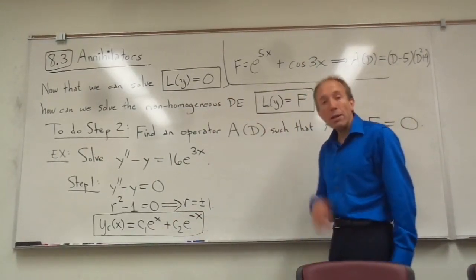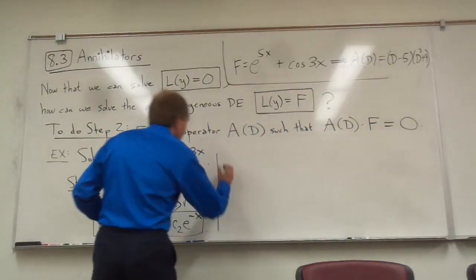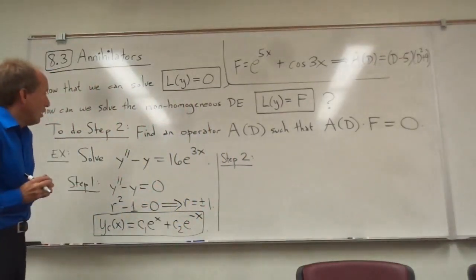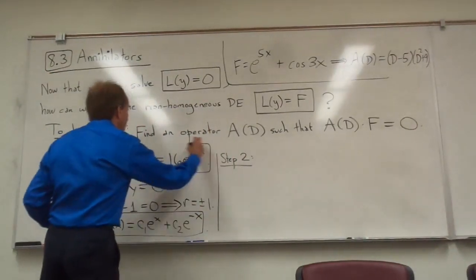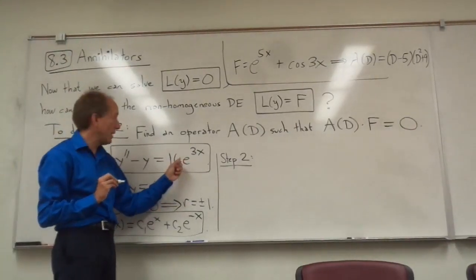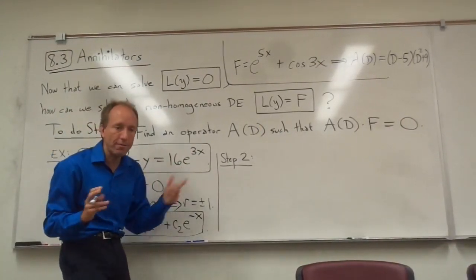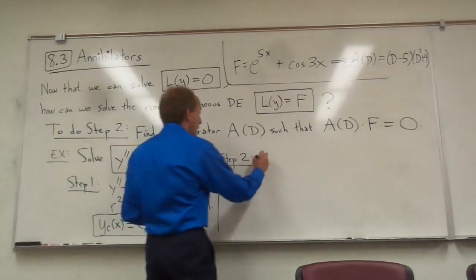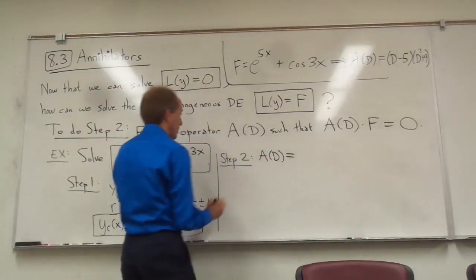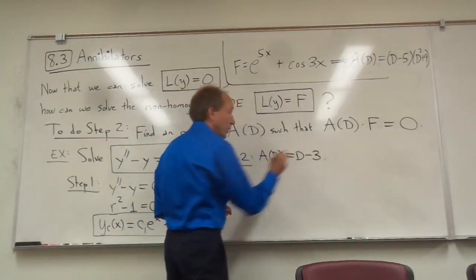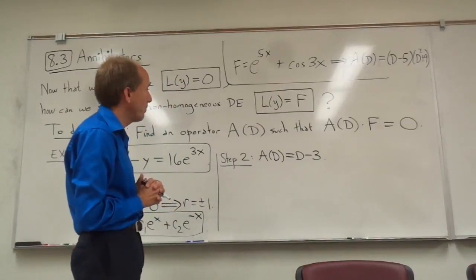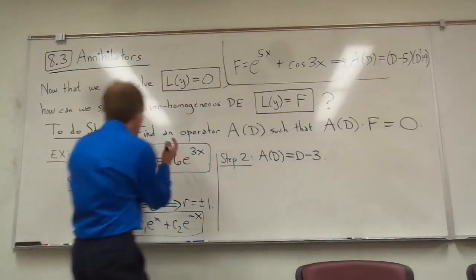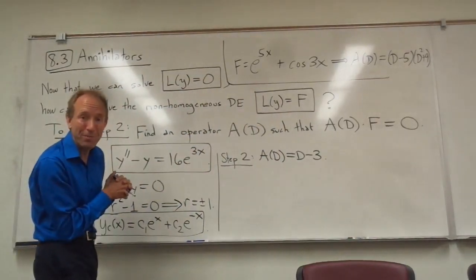Okay. Now let's talk about step 2. This is where the new material is coming into play. For step 2, here's my problem right here. I need to figure out an annihilator for e to the 3x. Remember that the 16 in front doesn't matter. You don't have to worry about constants that are out in front. Well, I happen to know that the annihilator of e to the 3x is just D minus 3. What I'm going to do is apply that annihilator to both sides of my differential equation.